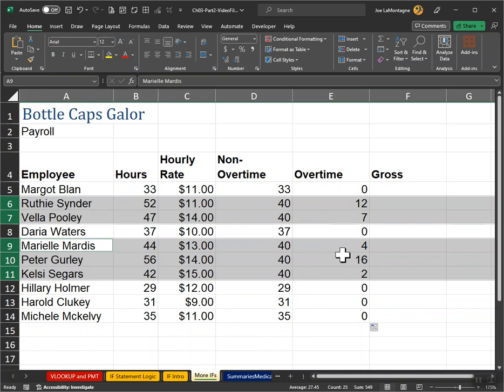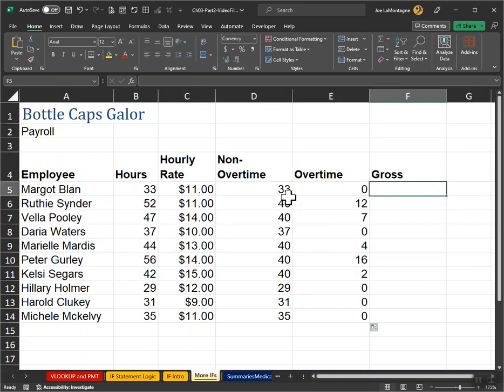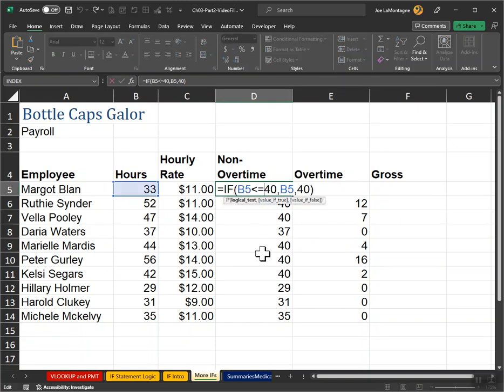So again, I'm just going to highlight those few rows where they have actual overtime. And you can see that we've calculated their overtime. So Ruthie worked 52 hours, so she gets 12 hours. Bella's worked 47, so she gets 7 hours. In the non-overtime, we're just looking for those hours that are less than 40, and then we put those in. So anybody who's less than 40, for instance, Margot, we'll just put her hours in. If they've worked more than 40 hours, then they get 40 hours of standard time. So that's how this formula is working.